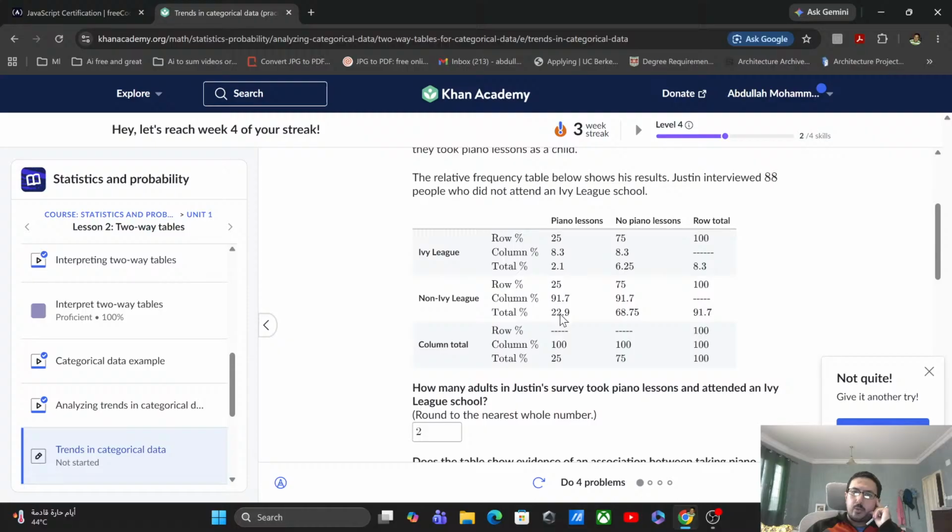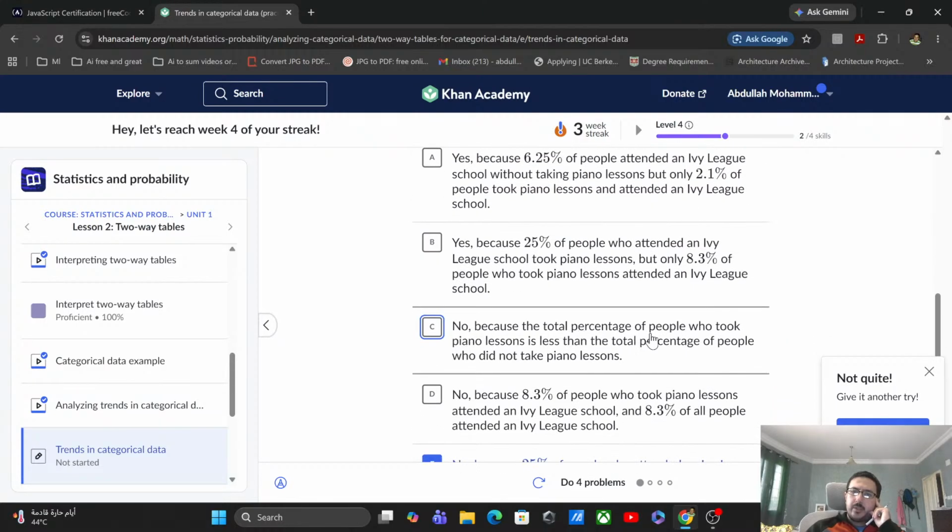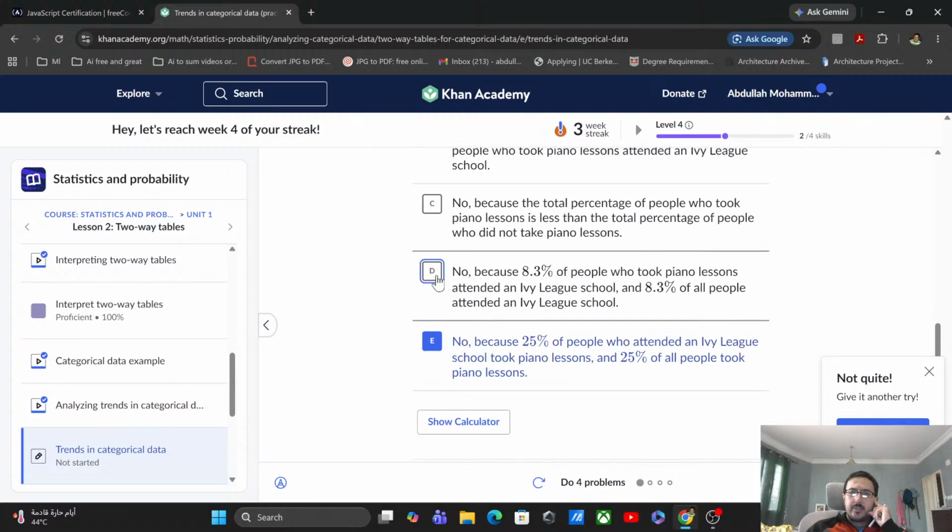Let's look at the total: 2, 22, 68, 6. Let's say no, because the total percentage of people who took piano lessons is less than the total percentage of people who did not take piano lessons. What does that have to do with Ivy? It's not this. Must be this. Ah, there are two. I could choose two. No, because 8.3% of people who took piano lessons attended an Ivy League school.